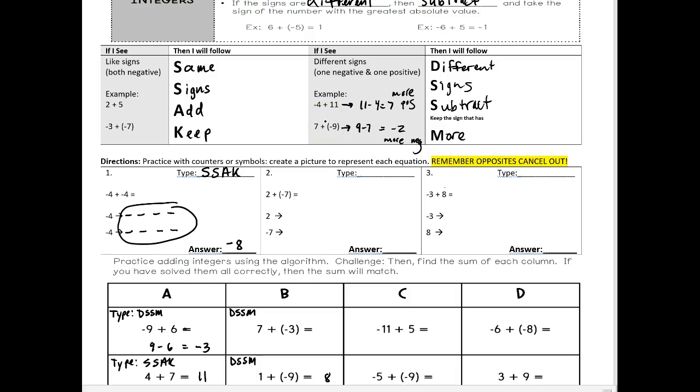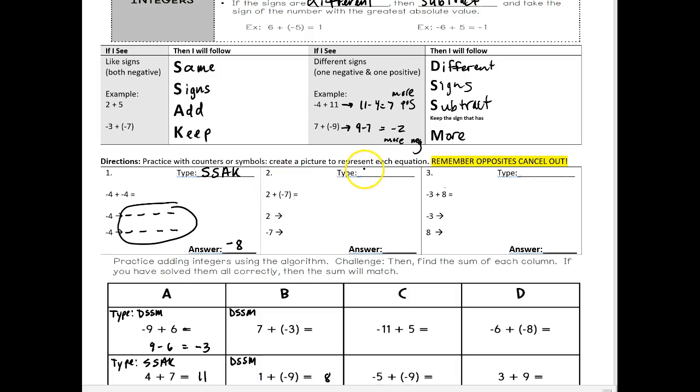I can prove this to you if we do it visually. In number 1, you have negative 4 plus negative 4. Well, negative 4 would be 4 negative signs, and negative 4 would be 4 negative signs. So all my negatives, I don't cancel anything out because they're all the same sign. I just count them up. I have 8 negatives, negative 8. Same signs, add, keep.